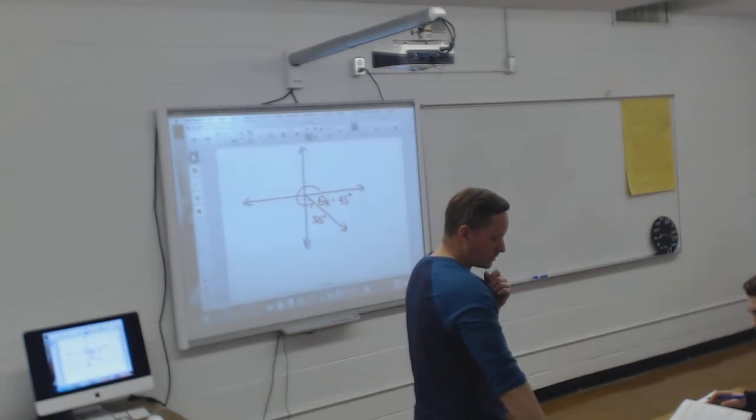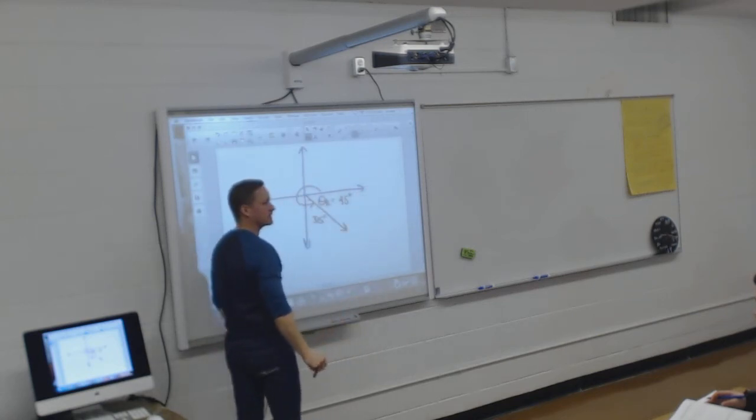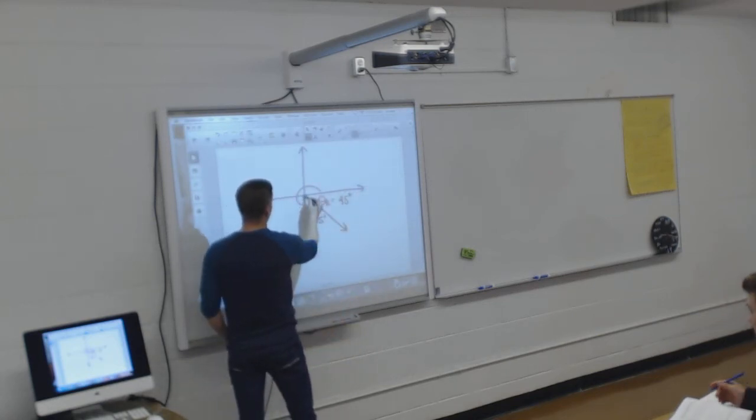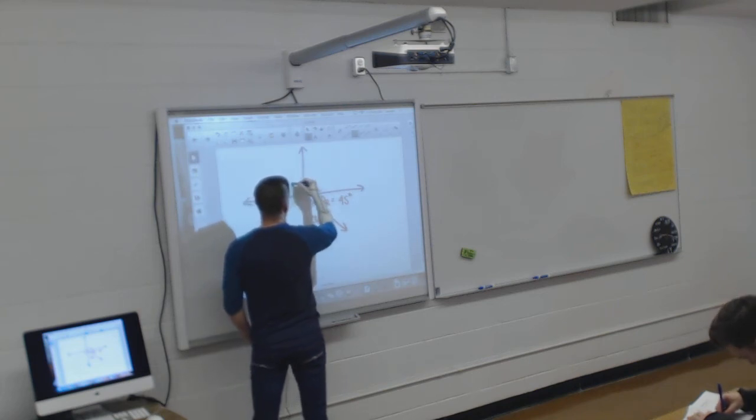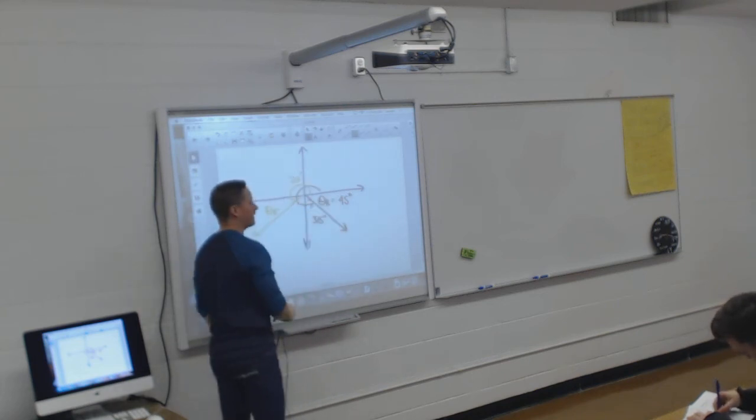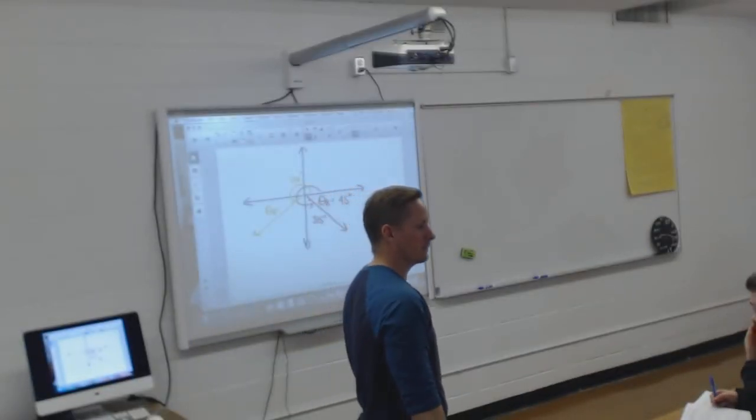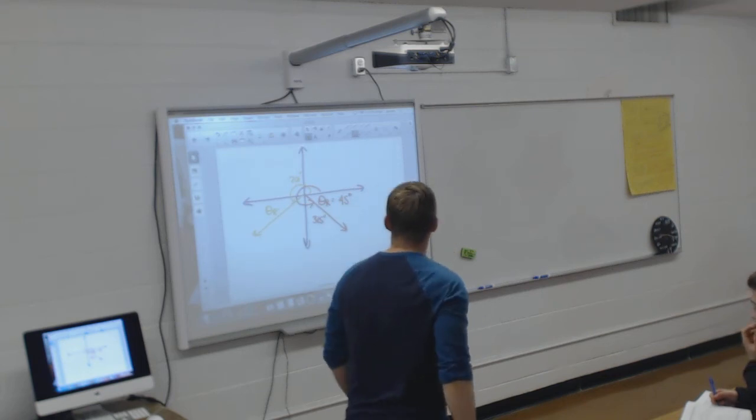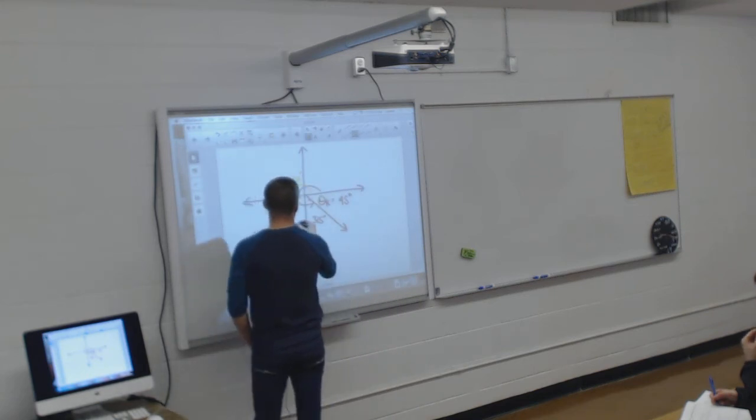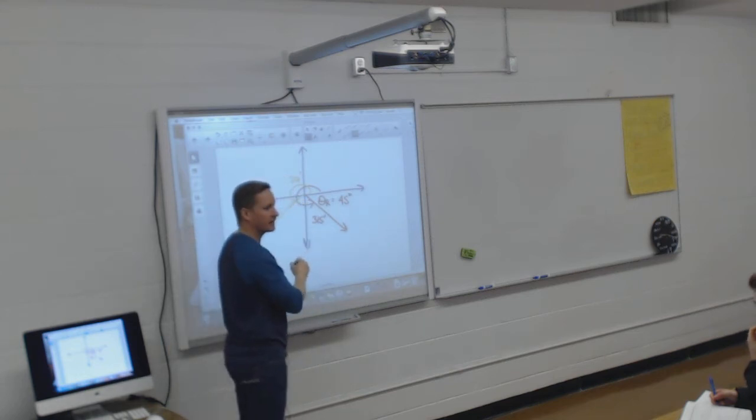Okay, how about theta equaling 201 degrees? Which quadrant is 201 degrees? Third quadrant, somewhere over here. So that is 201 degrees. How do I get my reference angle here? Subtract from 270? Okay. So if I subtract that from 270, I get 69. Is that this angle right here? No. Which one is that?